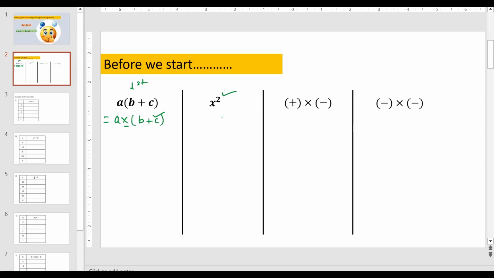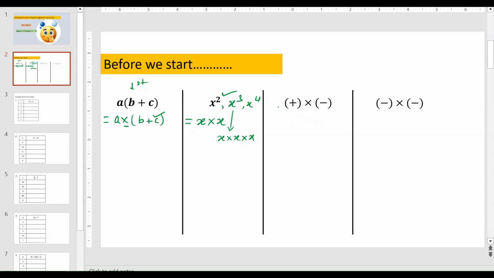And next, there might be a question like this: x to the power 2, x squared, or x to the power 3, or x to the power 4, whatever. If this kind of expression is there, remember x to the power 2 means x is multiplied 2 times, x times x. If it is x to the power 3, it means x is multiplied 3 times, and so on. So keep that in mind.